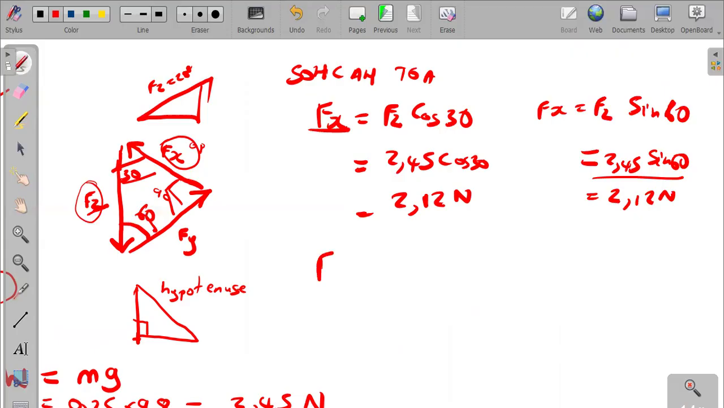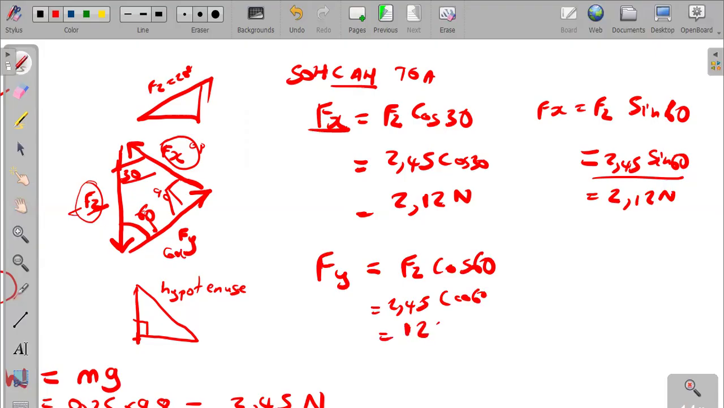Let's go to Fy, the force at y. Considering again the right angle triangle, Fy is equal to Fz cos 60, right? Because as we consider the 60-degree angle, it is the adjacent and this is the hypotenuse. So we can use the cosine ratio. We can say 2.45 multiplied by cos 60, and that gives us 1.225, which we can round off to two decimal places as 1.23 Newton.